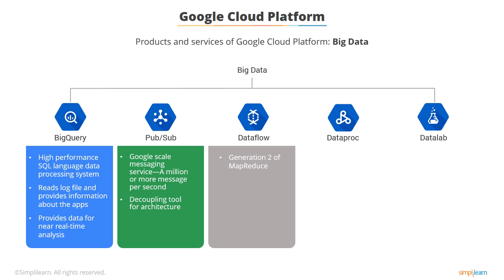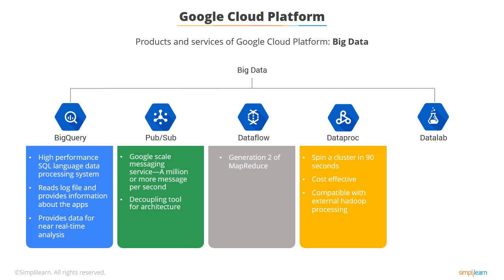Dataproc is essentially Hadoop managed by Google. The value add by Google is it can spin a cluster up in 90 seconds, and it can resize it as your workload is going, so it minimizes your cost. And it's designed to be compatible with Hadoop processing outside of the cloud or in other clouds. So you can just bring your Hadoop processing, run it on Dataproc, and you can take advantage of the Google platform.